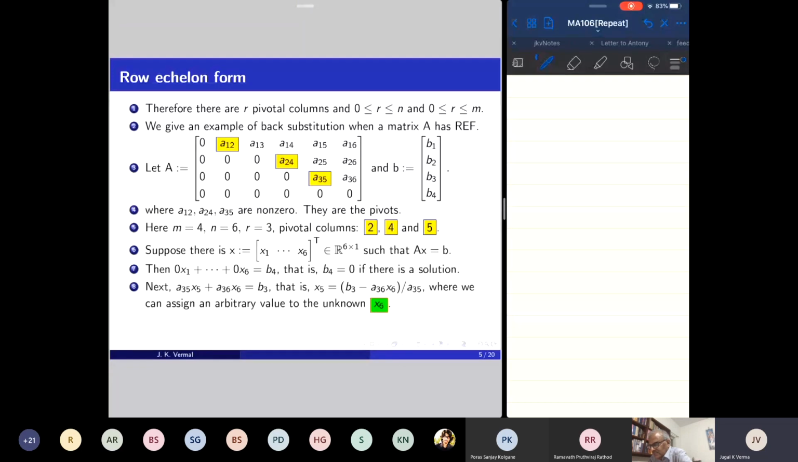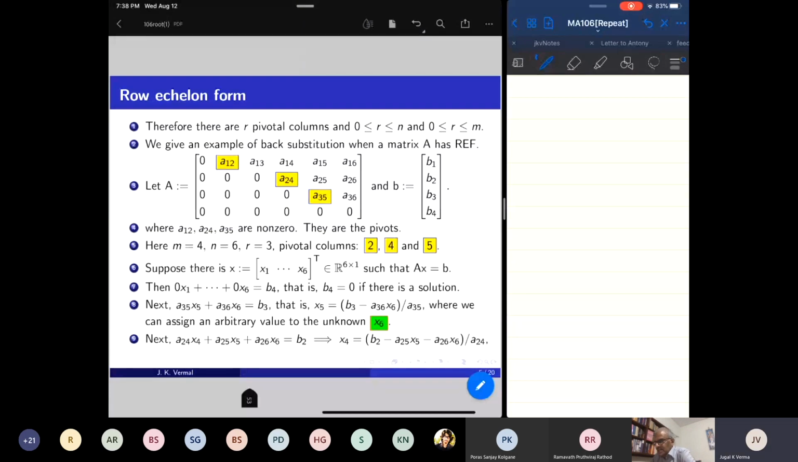So x5 will be determined once I know the value of x6, but we give an arbitrary value to x6 and get the value of x5. To find a particular solution of AX equal to B, we normally put x6 equal to 0, and that gives x5 equal to B3 over A35. But any value of x6 can be given to get the value of x5. So x6 is a free variable, because we can substitute any value for this unknown quantity.